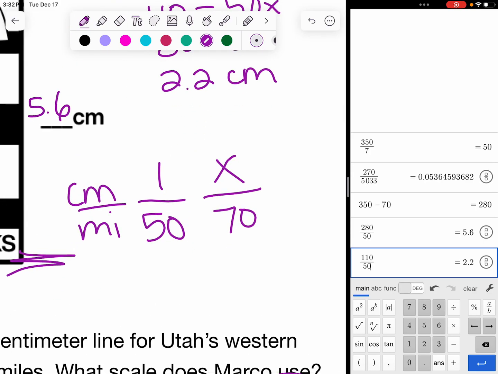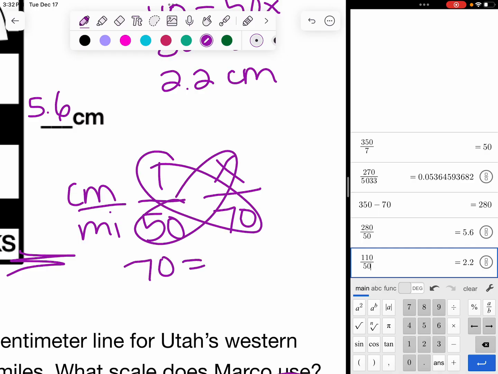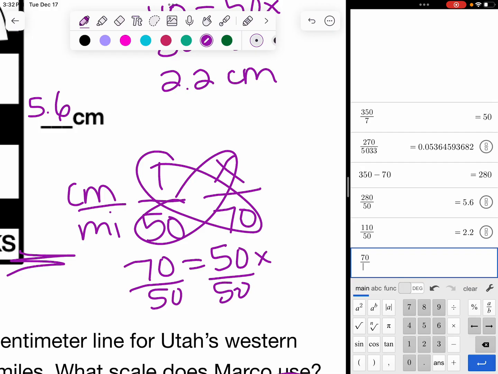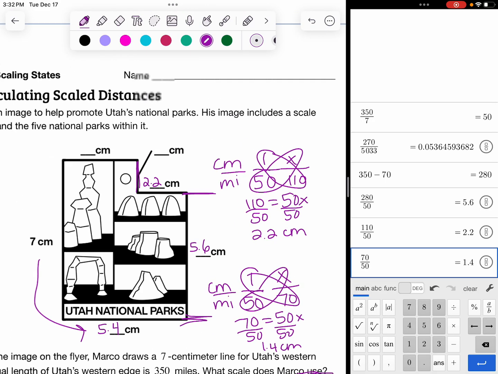Thank you. All right, so now we do our butterfly. 1 times 70 equals 70. 50 times x equals 50x, and then we divide both sides by 50. So 70 divided by 50 gives us 1.4 centimeters for our answer.